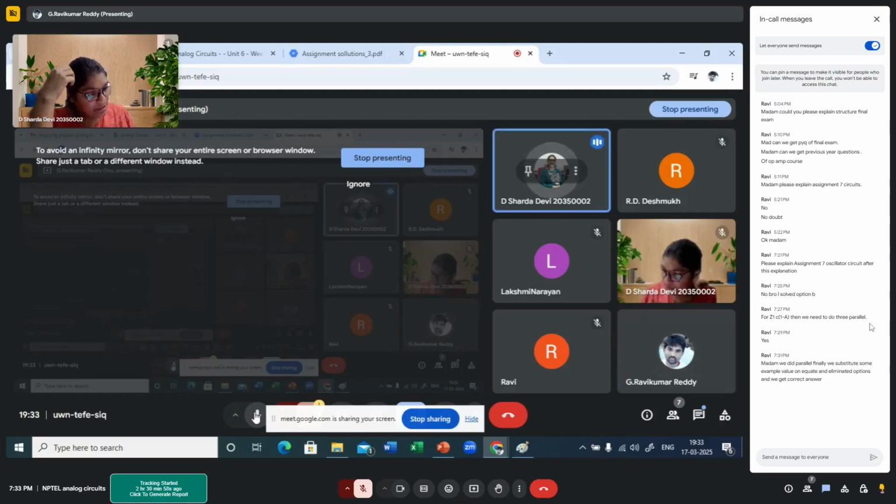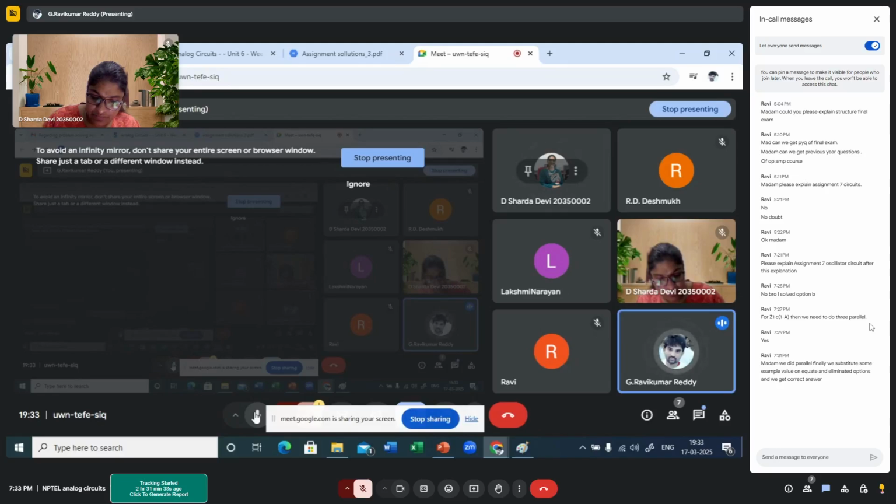Okay, so there are actually different ways of representation also in Miller's theorem. A upon 1 minus A. In lectures, what was the formula given for Miller's capacitance? They have given C into 1 minus 1 by M, ma'am.